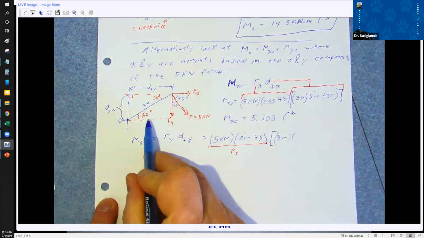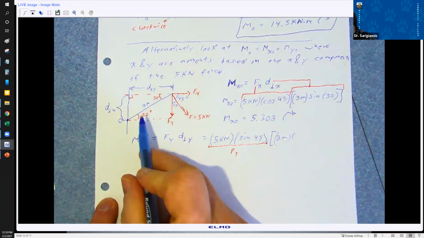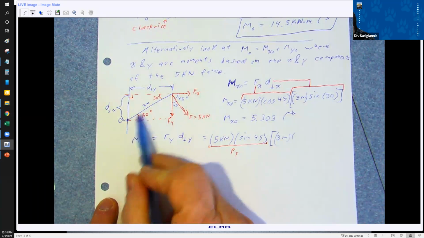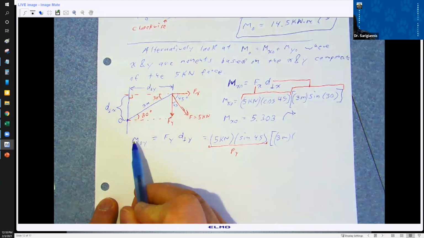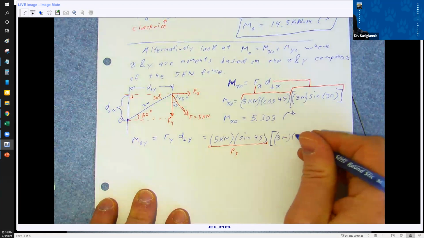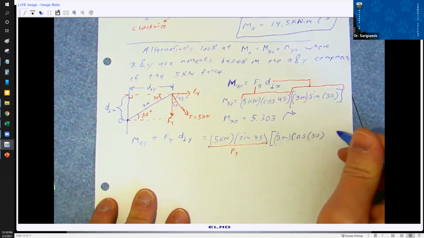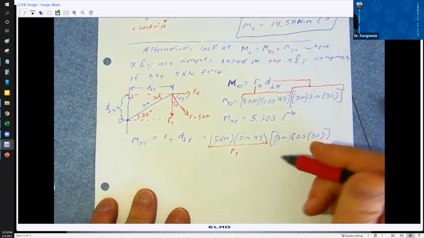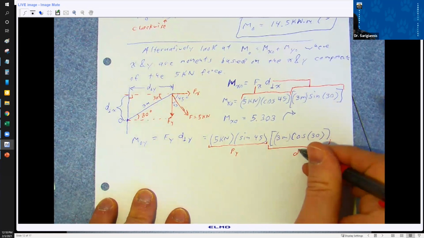And here it makes a difference, right? You have to use cosine of 30 or sine of 60 to get this distance here. Let me just write cosine 30. So this is the part of the problem where if you don't know sine and cosine yet, you're going to have a problem here.